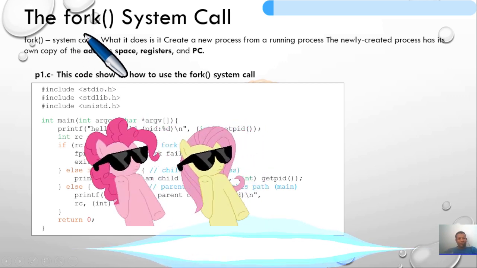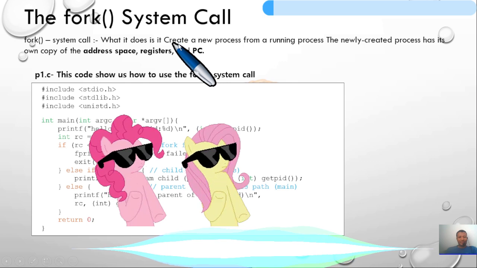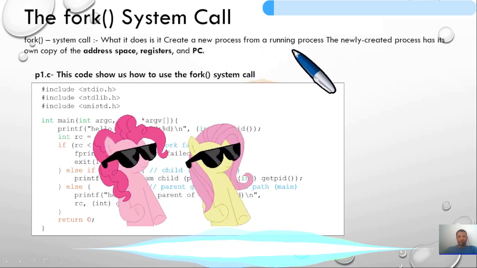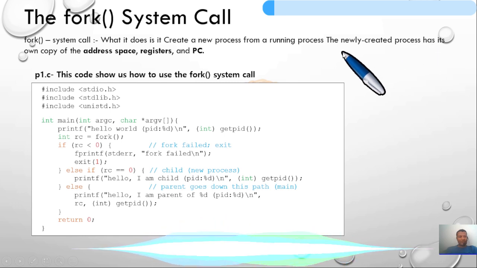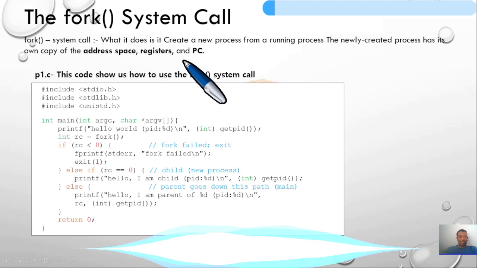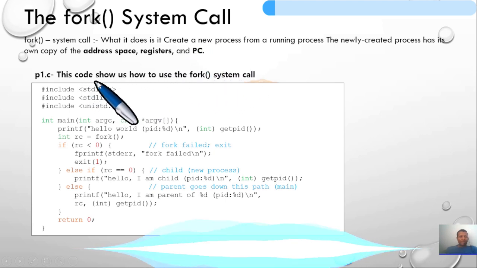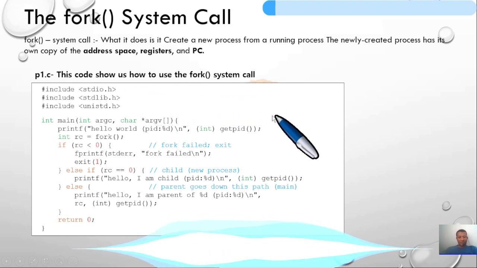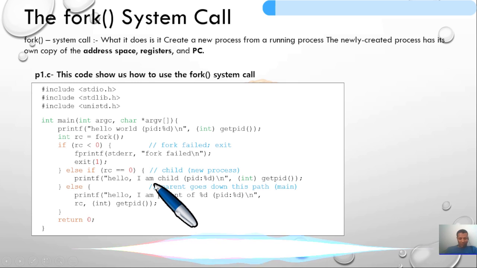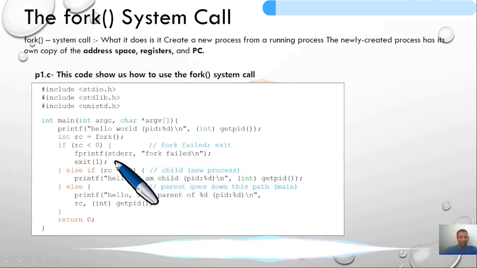As you can see, the fork system call creates a new process from a running process. The newly created process has its own copy of address space, registers, and program counter. This code shows us how to use the fork system call. This is from the book. As I told you, you can go online and download it.